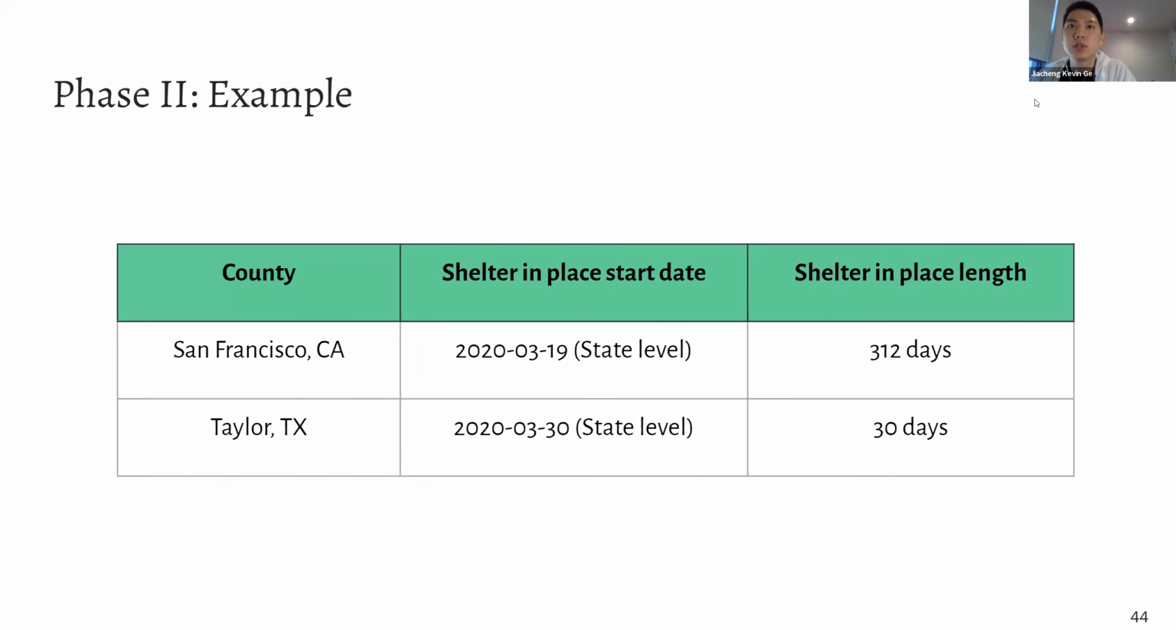For the COVID restrictions, California imposed a shelter-in-place order on March 19th, and it lasted for 312 days, while Texas issued a shelter-in-place order later than San Francisco and California, and it only lasted for 30 days.